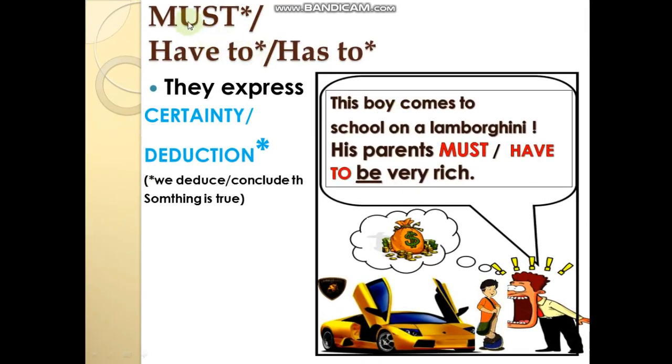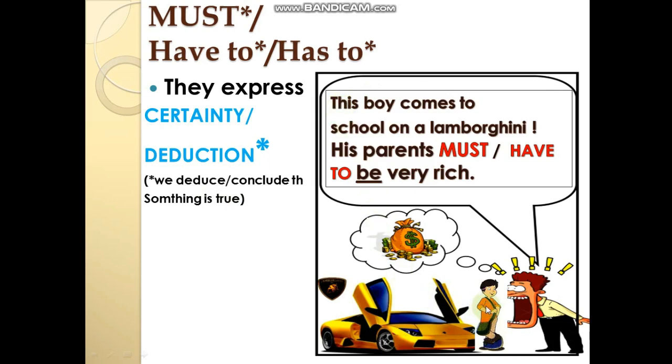The next modals are must, have to, or has to. We already saw three modals in obligation. Now they have another function, which is certainty or deduction. So they express certainty or deduction. Certainty means we are sure about something, or deduction means we conclude or we deduce that something is true. We deduce that something is correct. We deduce a certain piece of information from certain given facts.